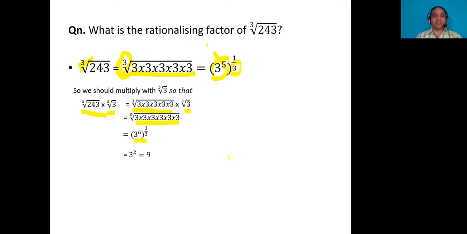Therefore, the simplest rationalizing factor is this, because we multiplied with this. Why is the simplest rationalizing factor cube root 3? Because we multiplied with cube root 3. So this is the simplest rationalizing factor. So hence we shall write on the final line now: the simplest rationalizing factor of cube root 243 is cube root 3.